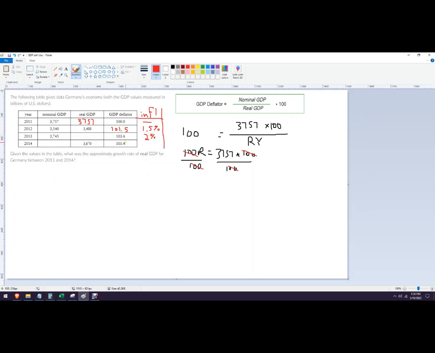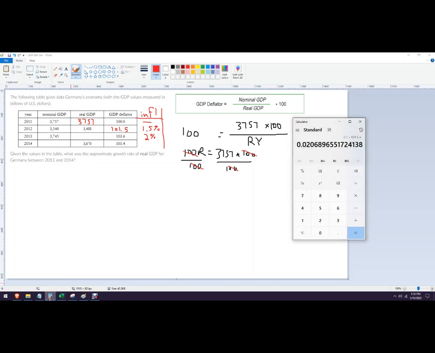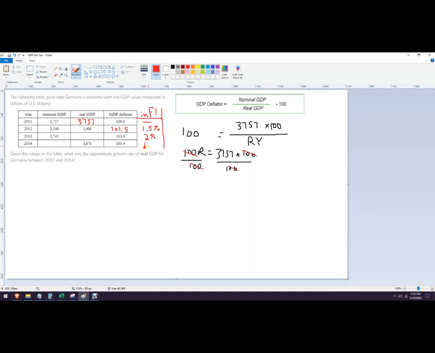We'll do one more here, which is the difference there, 105.4 minus 103.6, so I got 1.8 divided by 103.6, and I multiply that by 100, I get 1.7%. All right, so there's your inflation rates.